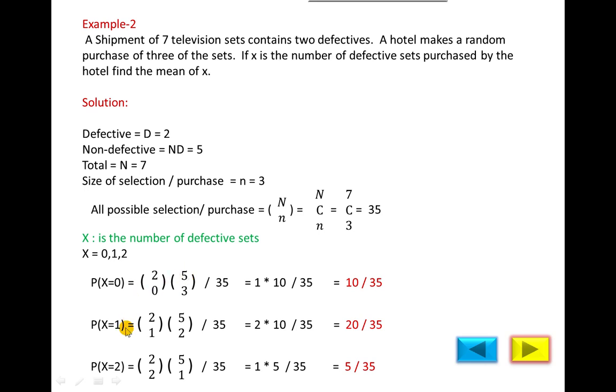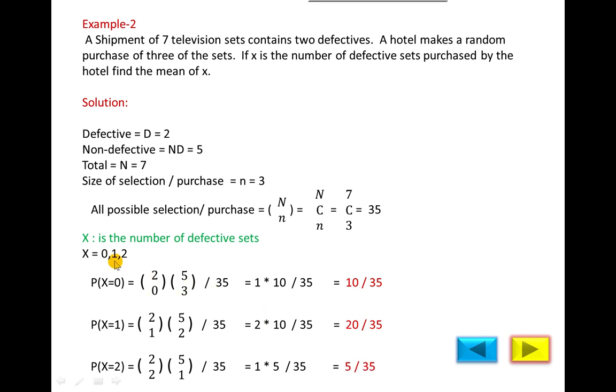Same way, find the probability of 1 defective set. Out of 2, 1 defective. If 1 defective, 2 will be non-defective from 5. Simplify this using the formula of combination, you will obtain 2 into 10 upon 35, 20 upon 35. If 2 are defectives, total defectives are 2. Out of 2, 2 defectives, 1 will be non-defective from 5. Simplify this: 1 into 5 divided by 35, 5 upon 35.